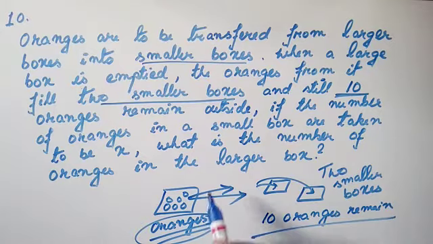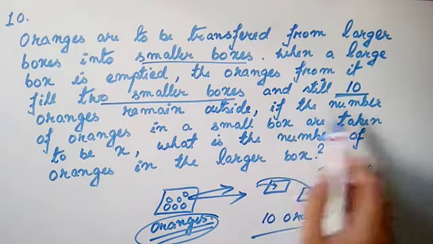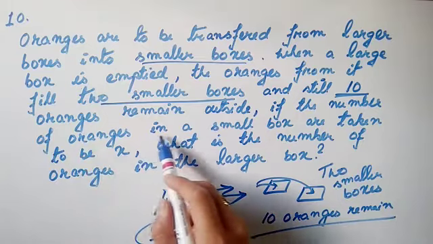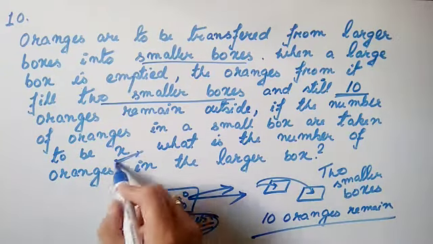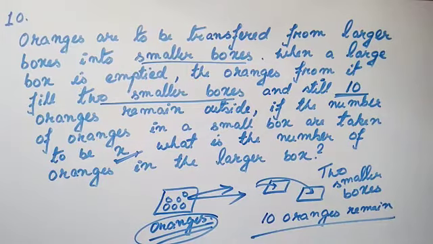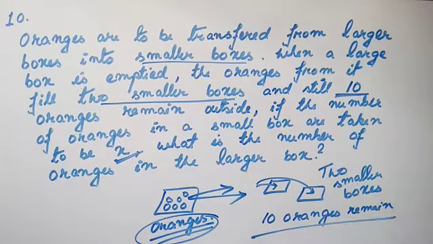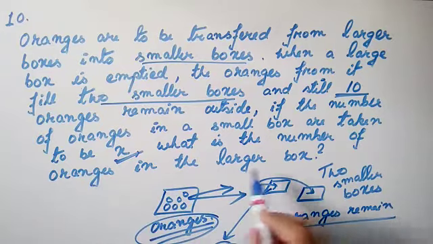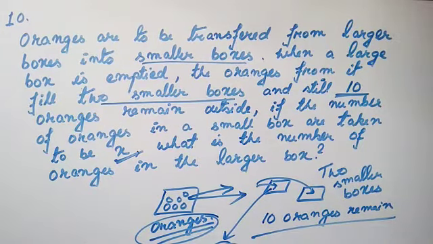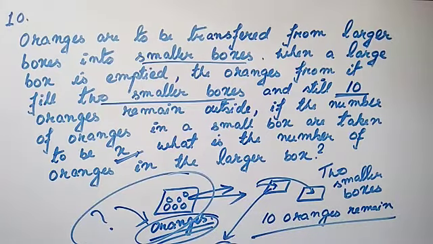Then it further says, if the number of oranges in a small box is taken to be x, what is the number of oranges in the larger box? The question asks us to find the total number of oranges in one large box.